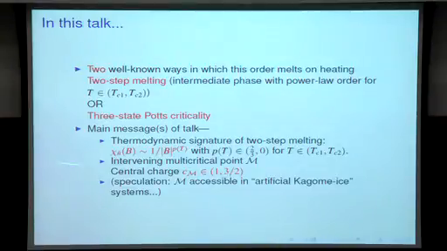So those are the two main messages, and I will also leave you with some speculation that M might be accessible in what people call artificial Kagome-ice.